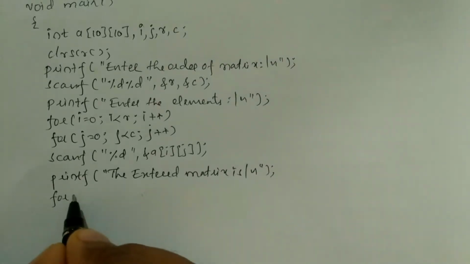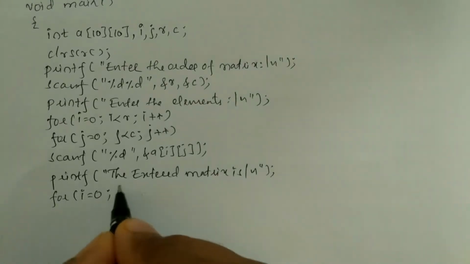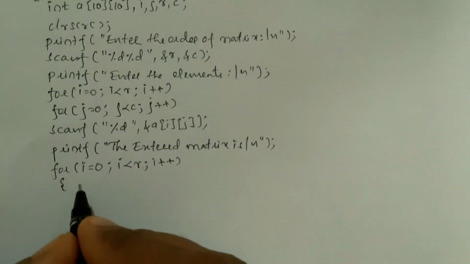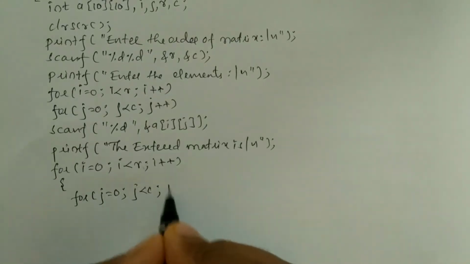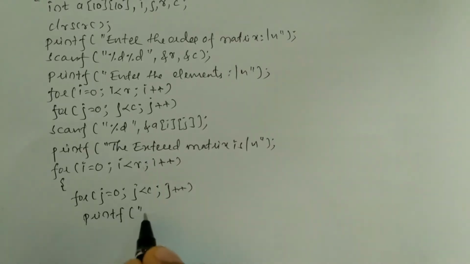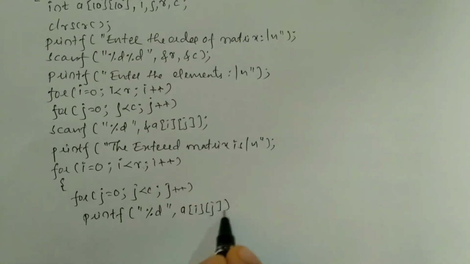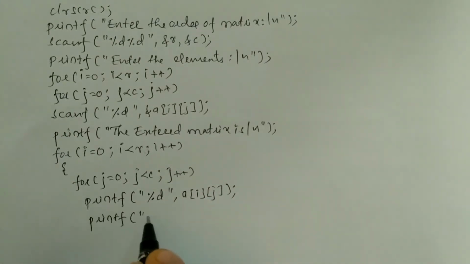Now once again, in order to print the elements we are going to use the same iterative statements. For i is equal to 0, i is less than row, and i plus plus. Next here I'm going to use a curly open brace. Next for j is equal to 0, j is less than column, j plus plus. Now I'm going to write a printf statement, in double quotation marks %d, put a comma, here I'm going to write a of i j and put a semicolon. Once again I'm going to write a printf statement with \n in double quotation marks.